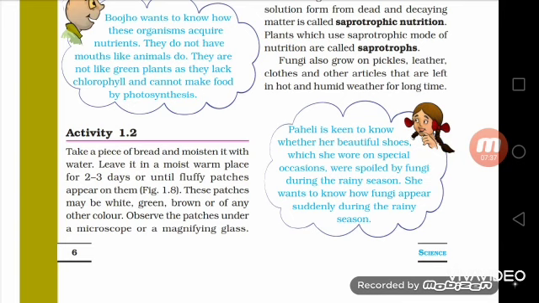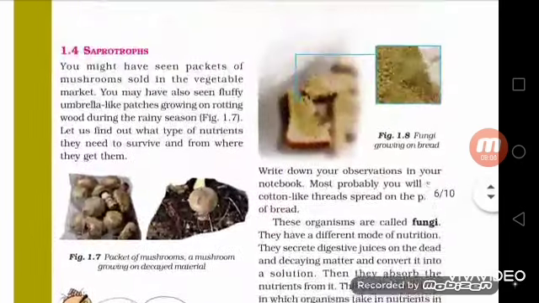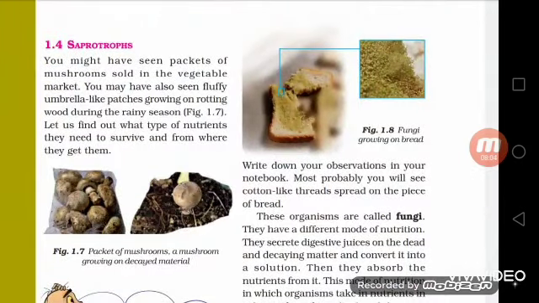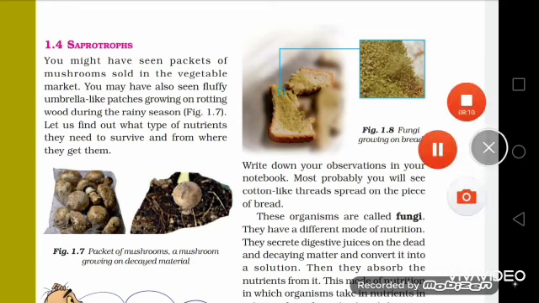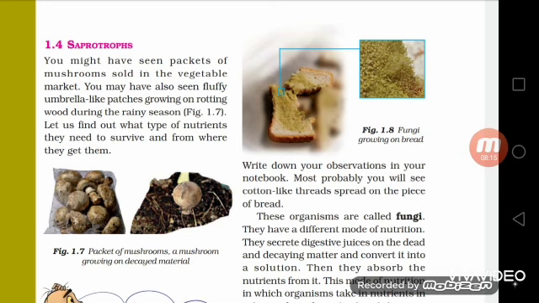These patches may be white, green, brown or of any other color. Observe these patches under a microscope or a magnifying glass. I know that you do not have such a microscope, but you have a magnifying glass, so use it for this activity. You can do it at your home also, students. I hope you all will do this activity and use a magnifying glass. Probably you will see cotton-like threads spread on the piece of bread, some very fluffy and soft material of a color other than the bread's.